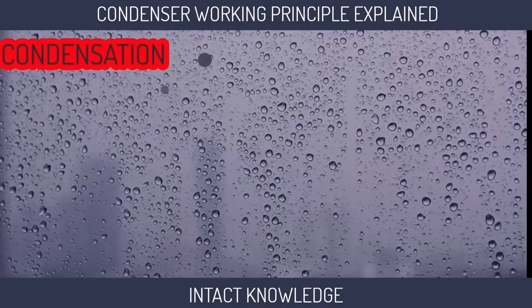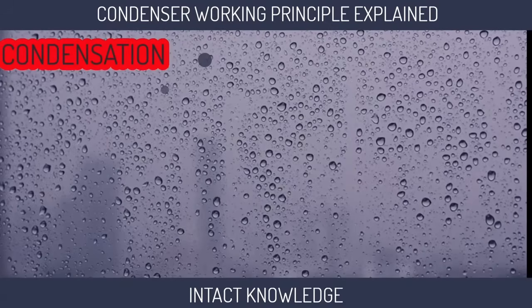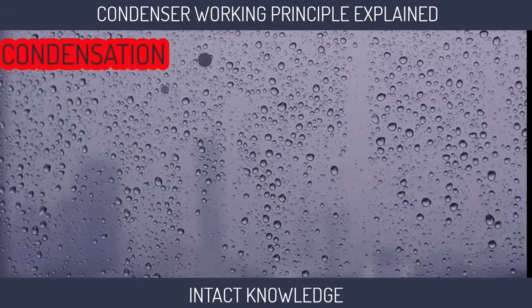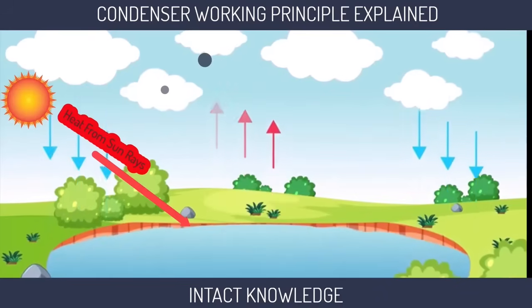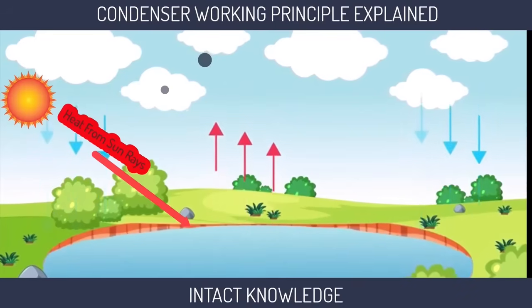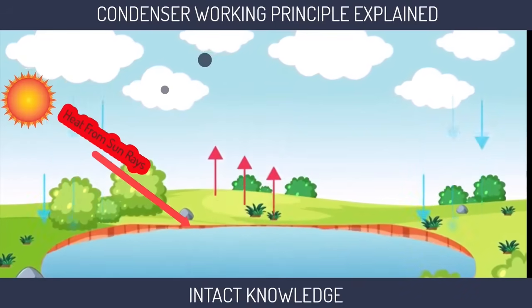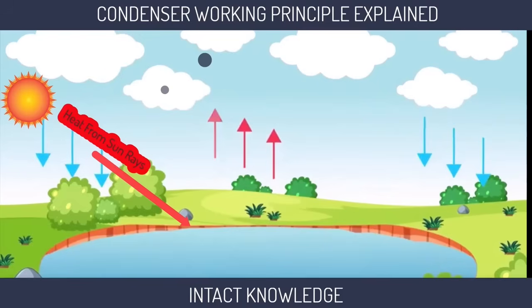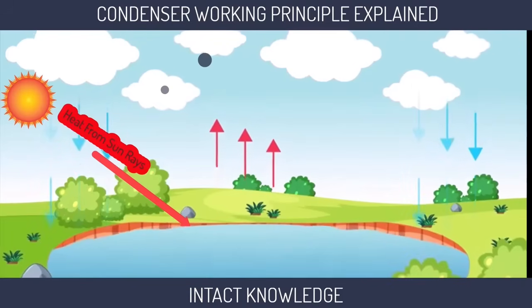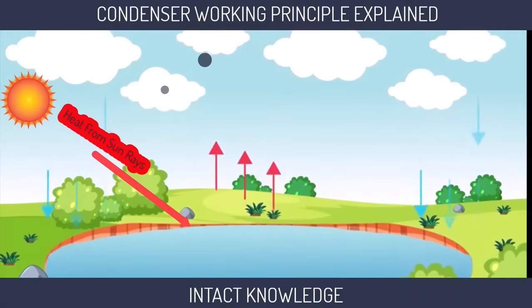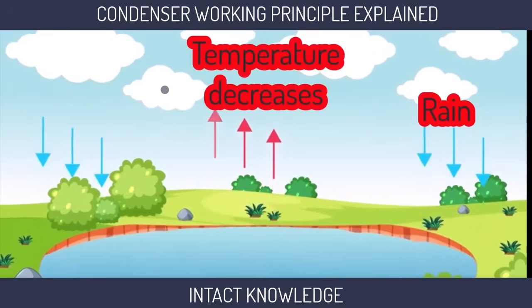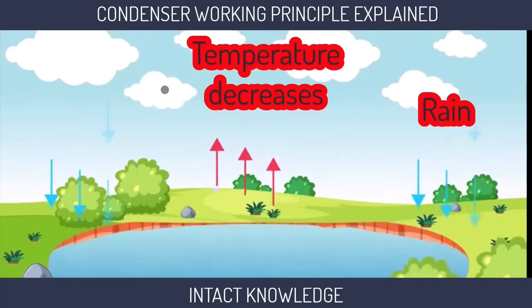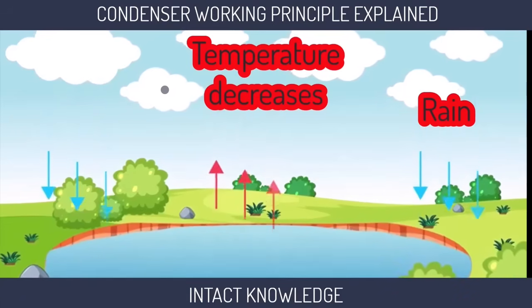The reverse process of evaporation is condensation. When water in vapor state is cooled, it turns back into liquid state. A good example of this is rain. Due to the heat from the sun, the water on the earth evaporates into vapor little by little and goes up. As the vapor rises, the temperature decreases. So, vapor turns into liquid and falls on us as rain.